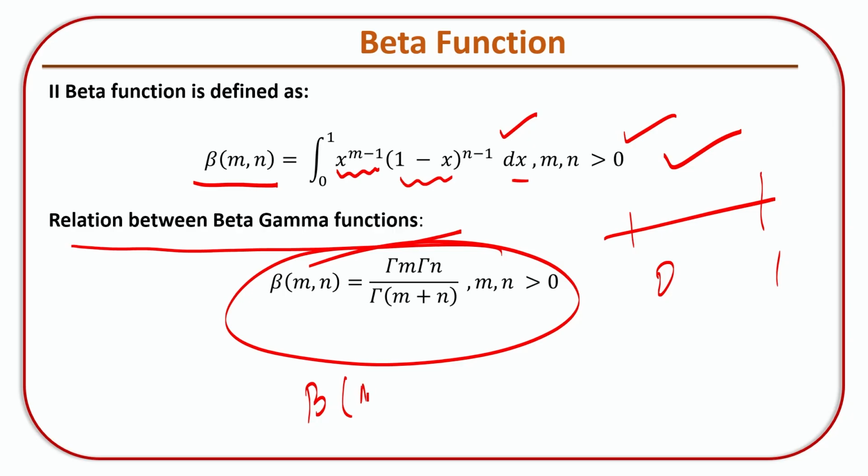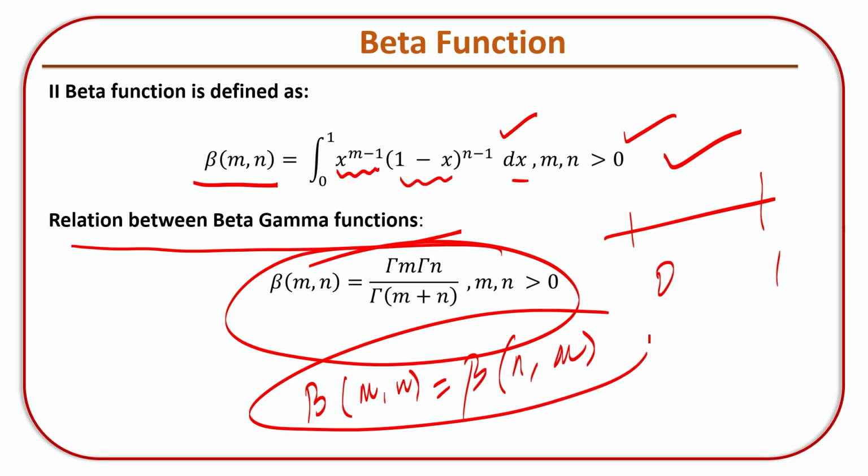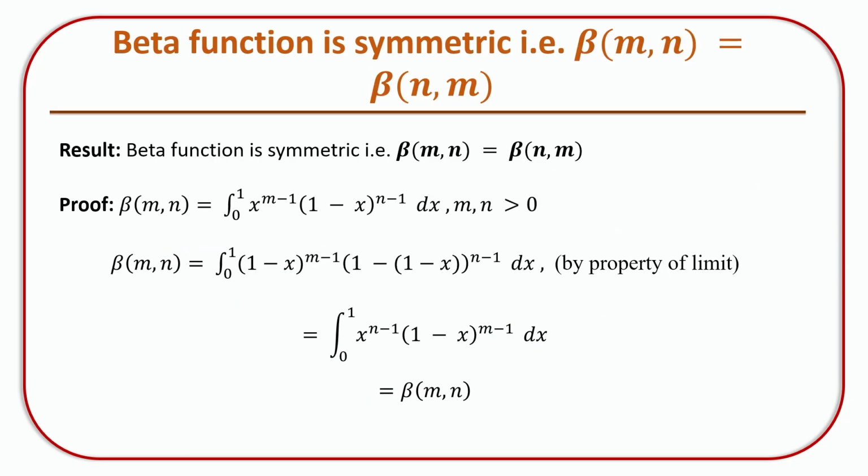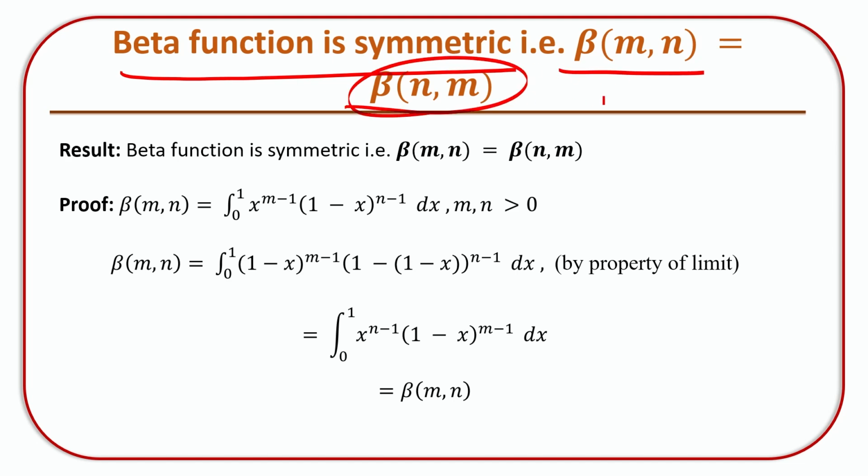Now we are interested to find out whether beta(m, n) is equal to beta(n, m) or not. What do you think? See, if you change 1 minus x to x, nothing has to be changed. So both are symmetrical. So the beta function is symmetrical, beta(m, n) is nothing but beta(n, m). And how to prove this one? Let me prove it for you.